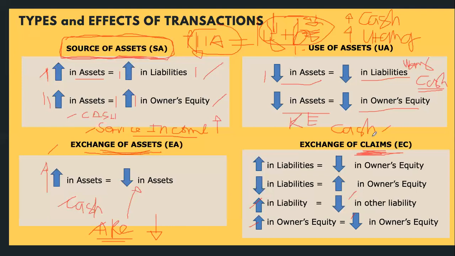Under exchange of claims, okay, there's no effect on the asset. So, ang nag-change lang ang liabilities and owner's equity sa right side lang of the equation. So, exchange of claims, the effects are increase in liabilities equals decrease in owner's equity. Decrease in liabilities equals increase in owner's equity. Then, increase in liability equals decrease in other liability, or increase in owner's equity equals decrease in other owner's equity. So those are the types of effects of transactions.